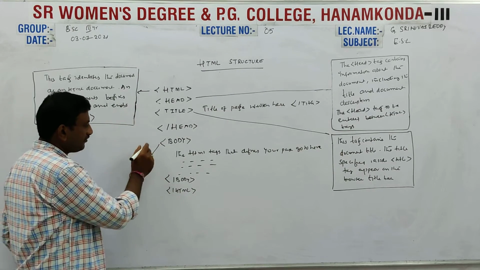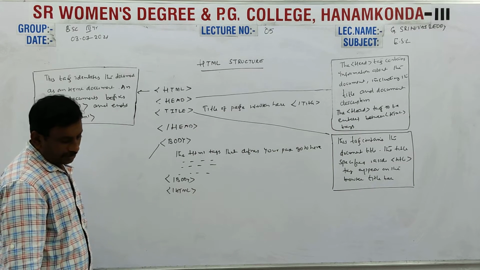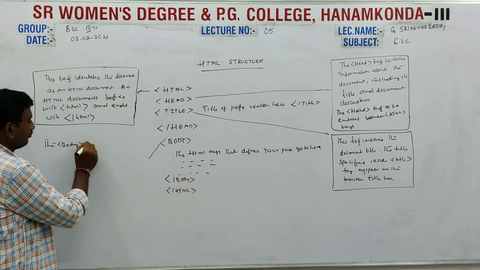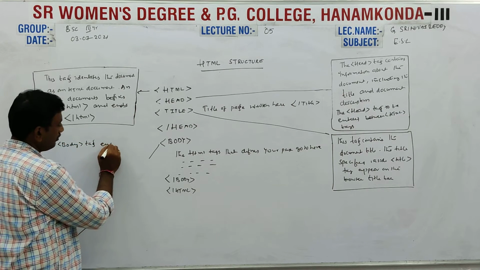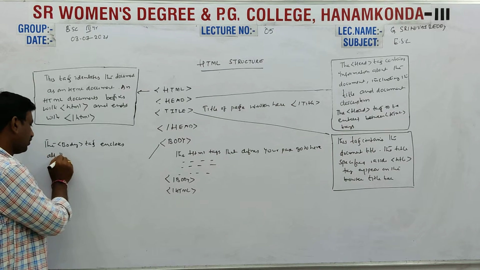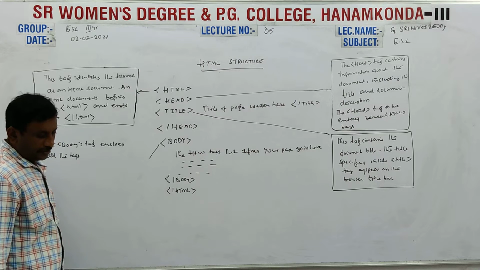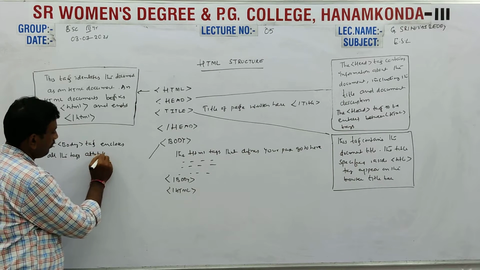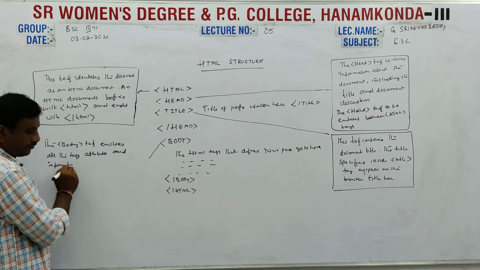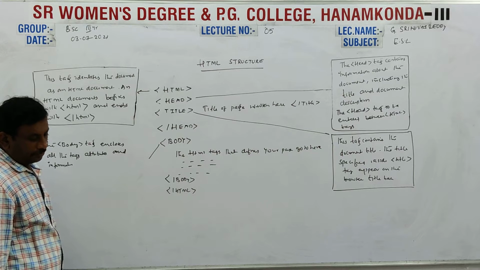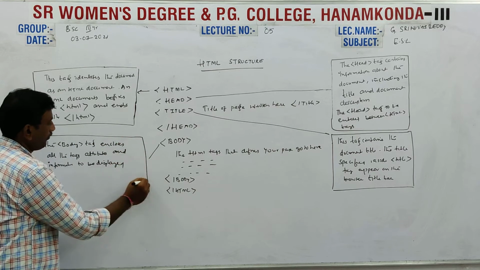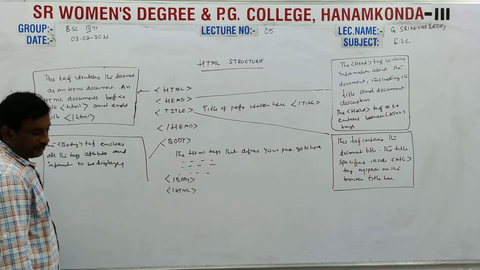Next, after this, you write the body tag. The body tag contains or encloses all the tags, attributes and information to be displayed in the web pages.